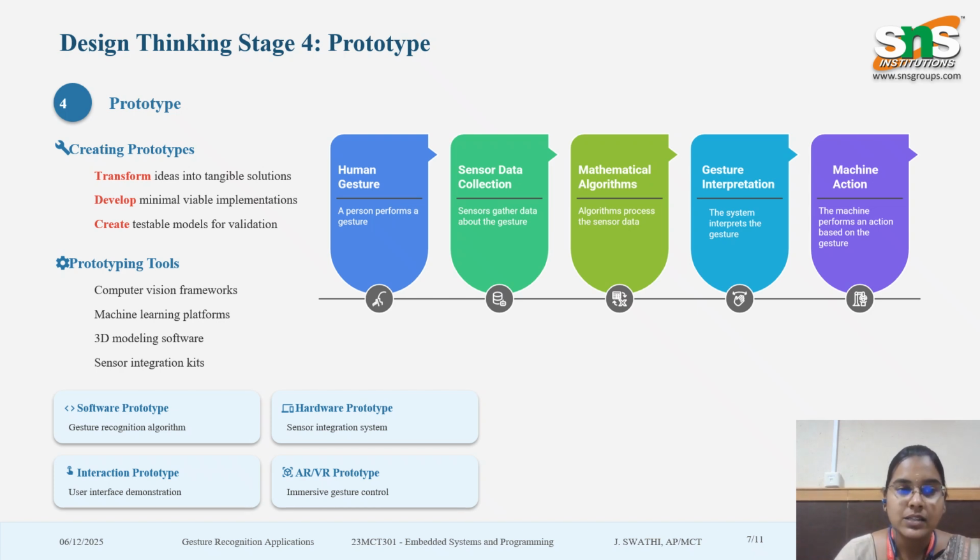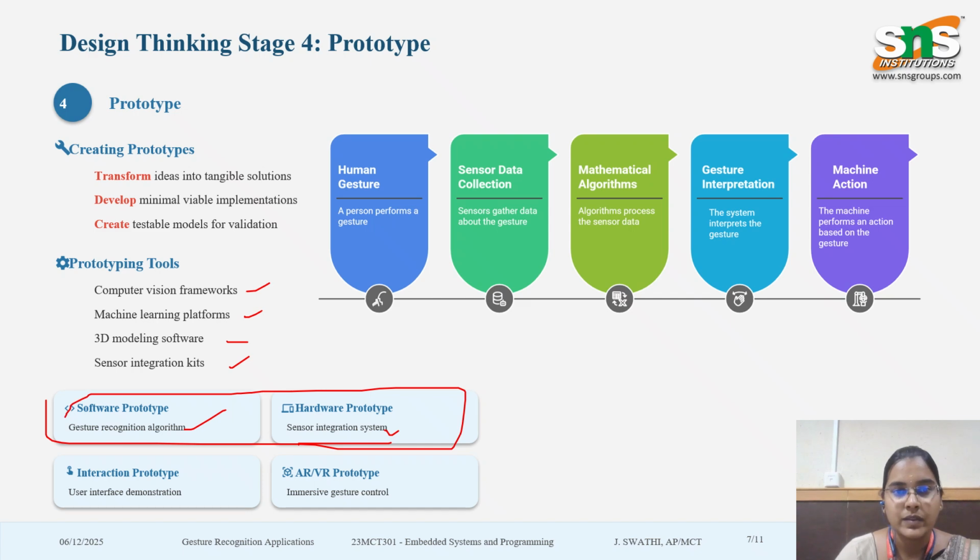What we need is a software prototype and a hardware prototype. Software is the algorithm and hardware is your sensor interaction system. These are the two types of prototype we are going to develop. The tools we can use are computer vision frameworks, machine learning platforms, 3D modeling software and sensor integration kits. These two basic things we are going to develop with respect to these 5 stages.